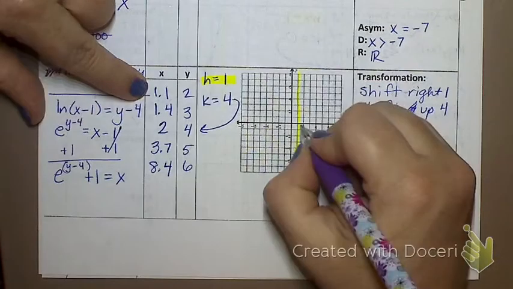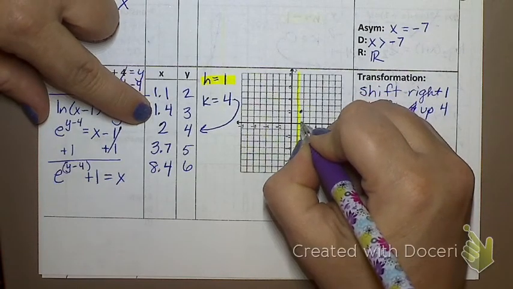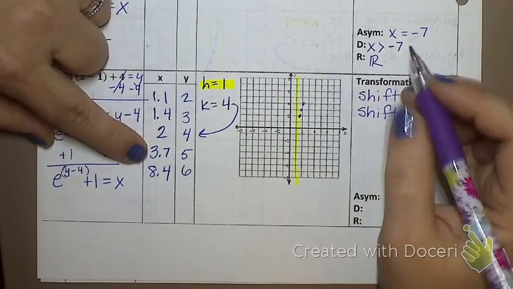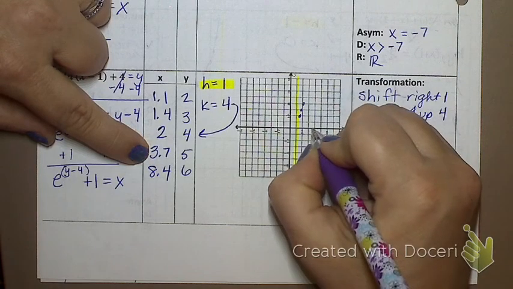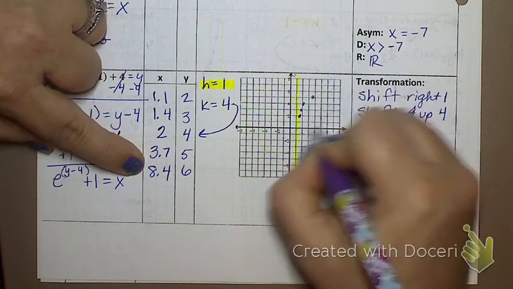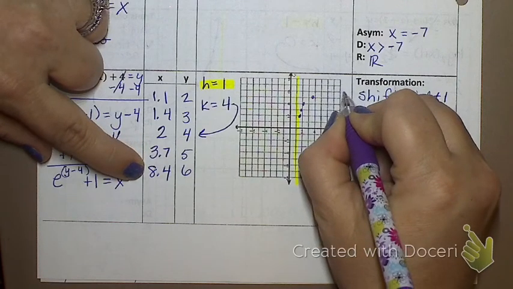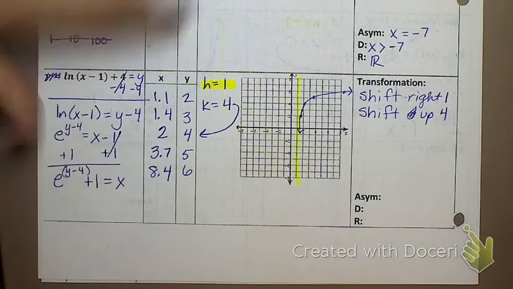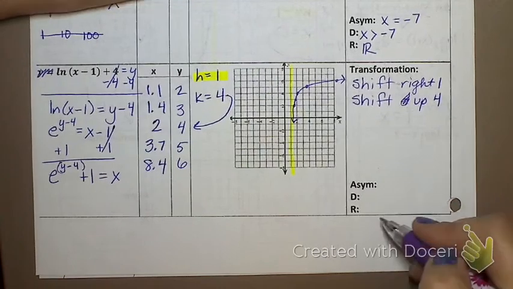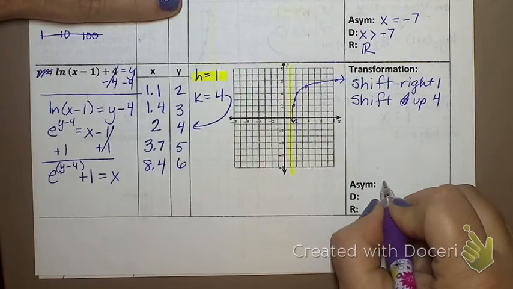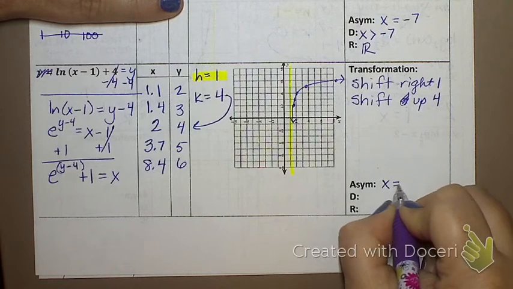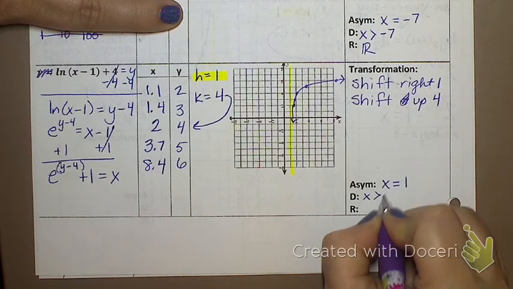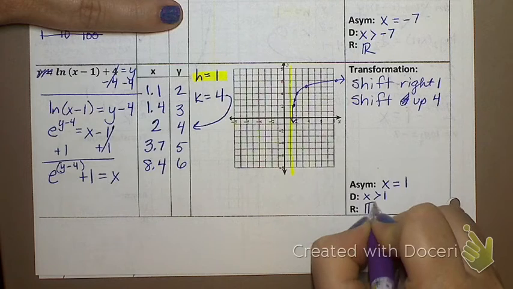So, 1.1, 2, 1.4, 3, 2, 4. So those ones are all really close to each other. And then 3.75. 8.4 is barely off my graph, so I think I can fit it right about there. And I just got to fill in my last bits of information. What's the equation of my asymptote? X equals 1. What's my domain? X is greater than 1. What's my range? All real numbers.